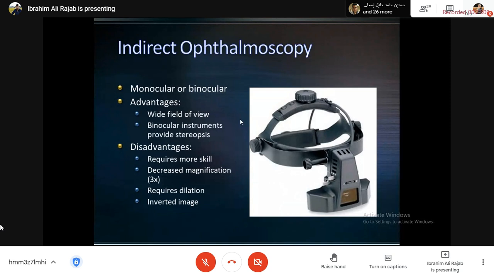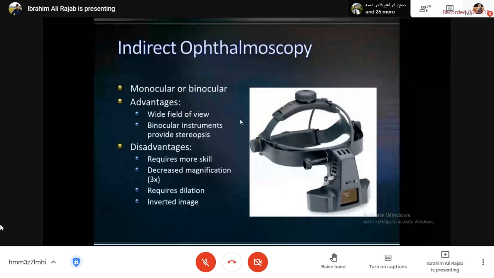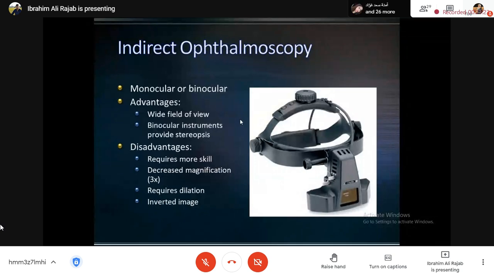The fourth disadvantage, it requires pupillary dilatation, so we cannot examine the retina and the optic disc clearly with undilated pupil. We need to dilate the pupil by agents that stimulate the dilator pupillae, or block the action of sphincter pupillae muscle. This is the process of indirect ophthalmoscopy.